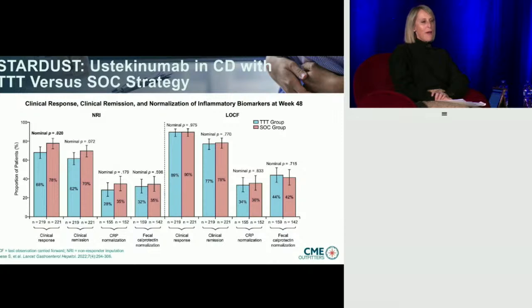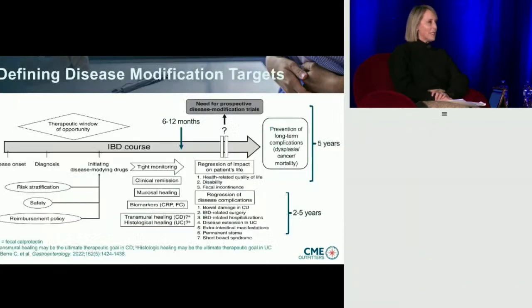So ustekinumab in Crohn's disease, this is just still similar to the Stardust, just showing you the fact that across pretty well all domains, there was no difference in this mechanism. So the disease modification, I just wanted to highlight for you why we think this is probably the next direction of where we need to go or focus on, is sort of thinking about beyond the year.